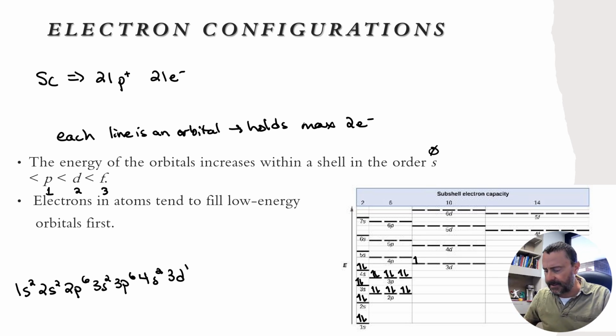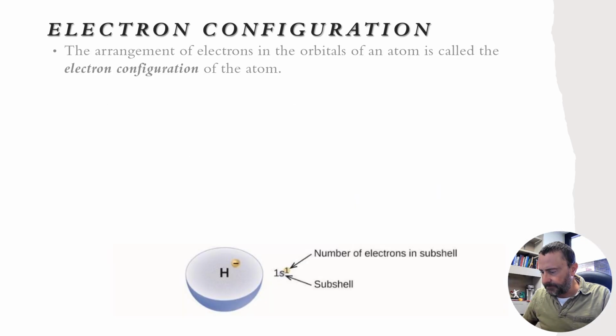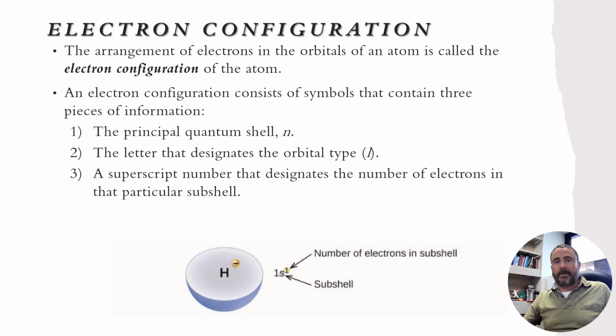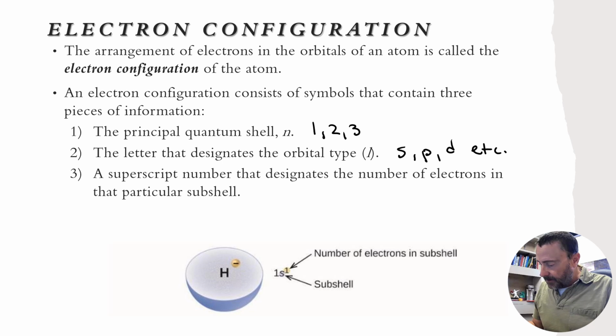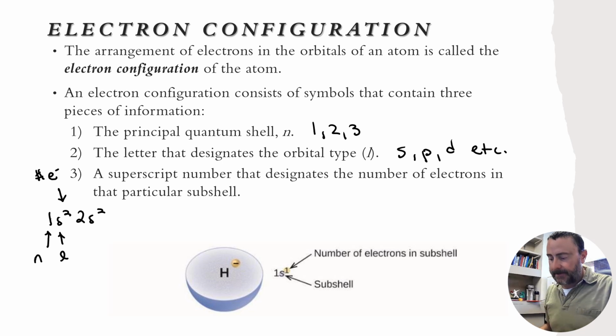The next slide is basically saying that the electron configuration tells us the principal quantum shell, 1, 2, 3, etc. The letter designation is S, P, D, etc. And then that superscript: so we had those 1s2, 2s2. That's n, that is l, and then that superscript is the number of electrons that were in that orbital itself. So we did those.